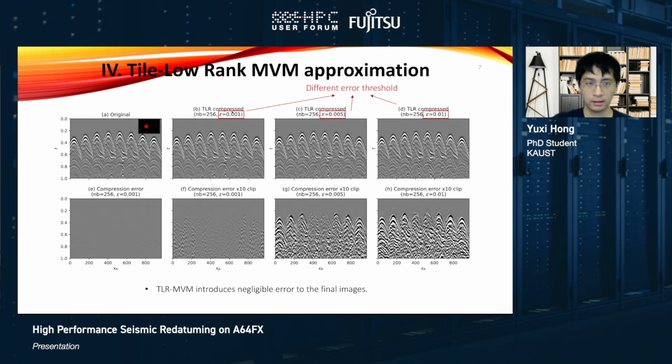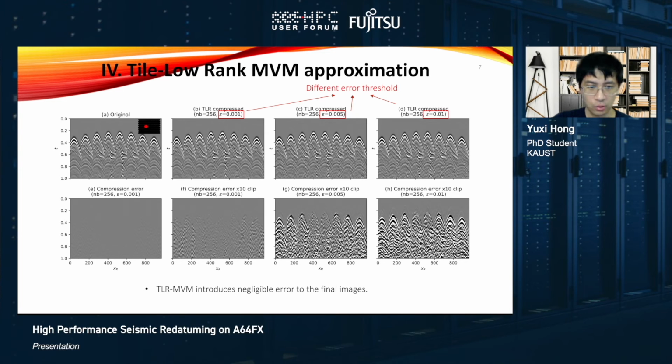Then let's look at some approximation results of TRI-NVM using different error thresholds. B, C, and D are the approximated results of the TRI-NVM with different error thresholds. E is the compression error of B with A, and it is a very negligible error to the final image. So we multiply by 10, and we do the same for G and H, of C and D.